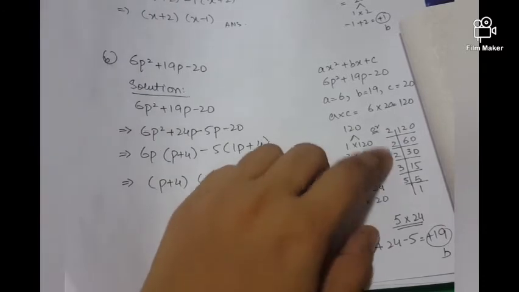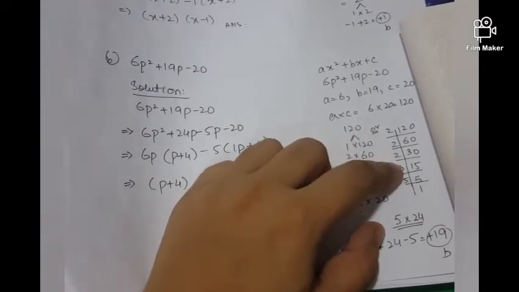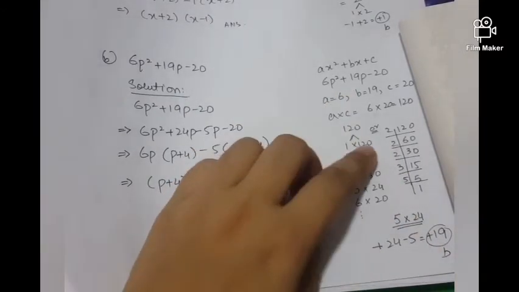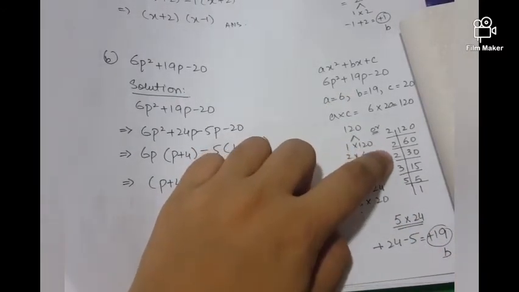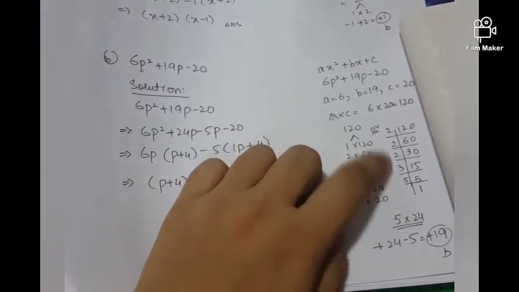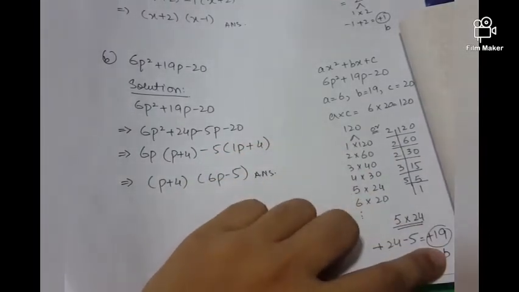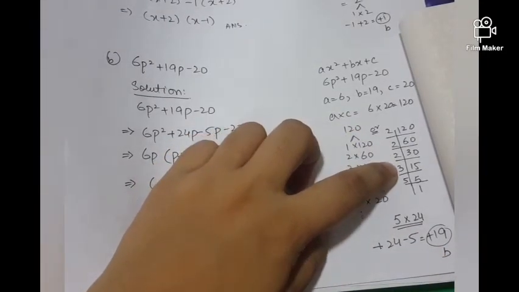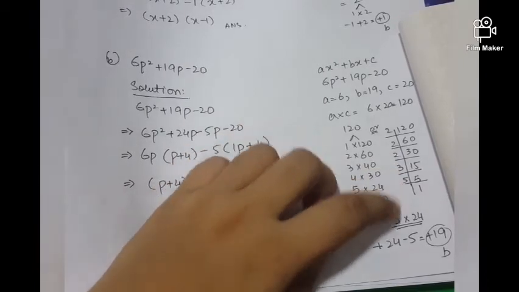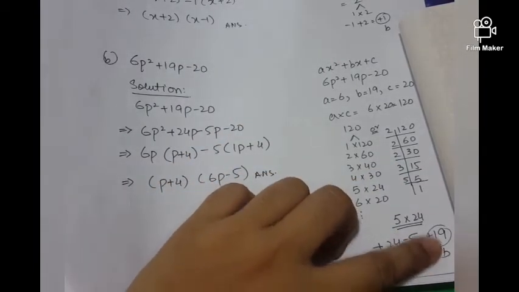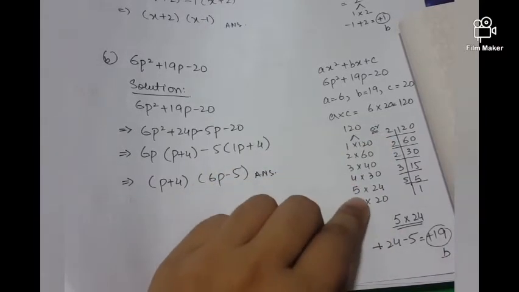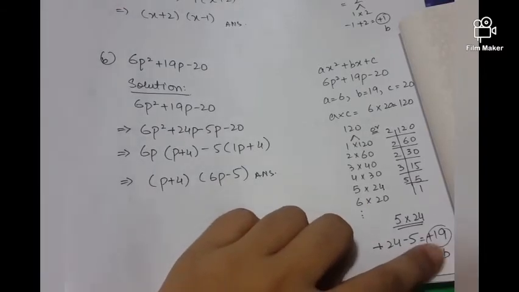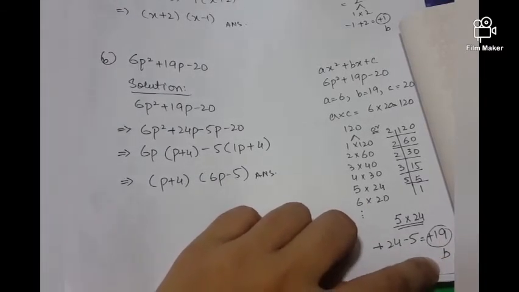Now you have to arrange your terms so that you get plus 19, your b. So 2 times 2 is 4, 4 times 2 is 8, 8 times 3 is 24, and 5. Plus 24 and minus 5 can give me plus 19. Here I also have 5 multiplied by 24. So plus 24 minus 5 is plus 19, and plus 19 is my b.